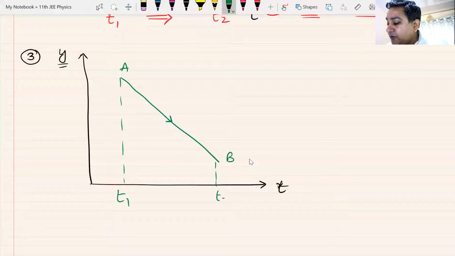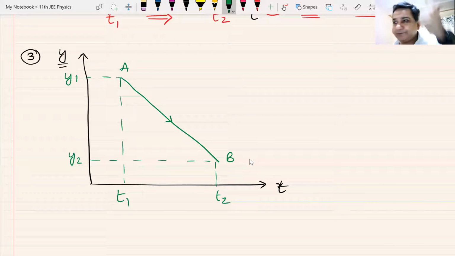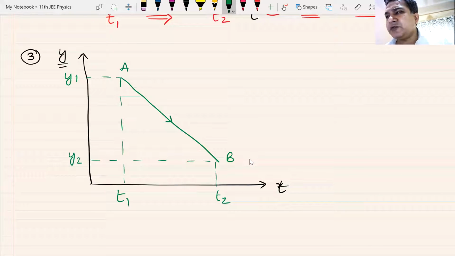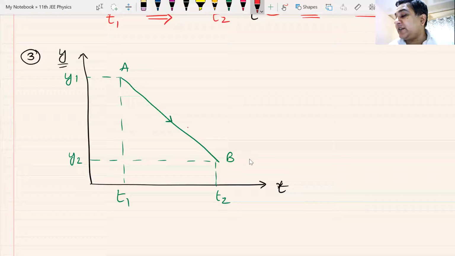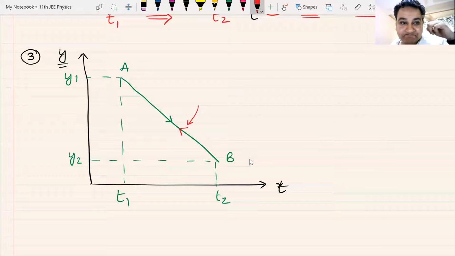Okay, let me ask you one more question. Can the particle move from B to A? Can a particle move from B to A? No. Why no? Why can't the particle move from B to A? It's very simple. Now I just put the arrow like this and the particle moves from B to A. Why can't the particle move from B to A? Why is this red arrow not possible?